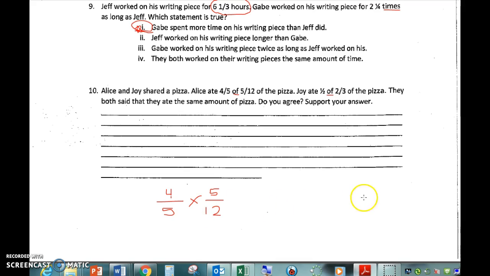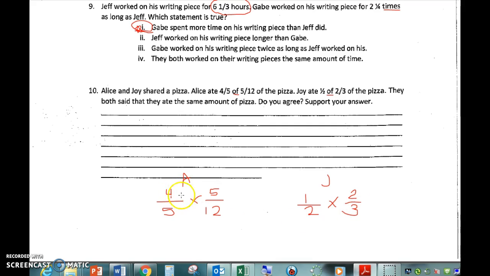And then you'll also over here, oh, this one, it should probably be labeled, so this is Alice. I'll put an A on it so I know who it is. And then this is Joy over here, just to help me keep track of my information. So Joy ate half of 2/3. All right, let's find out.